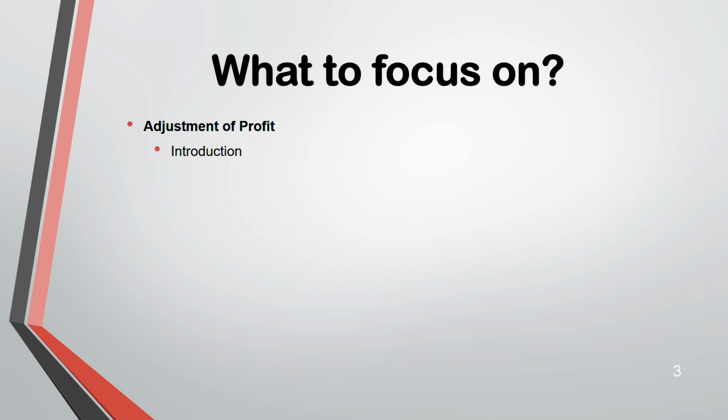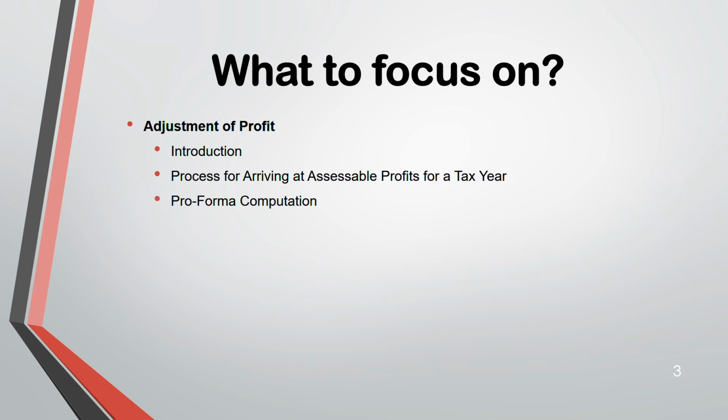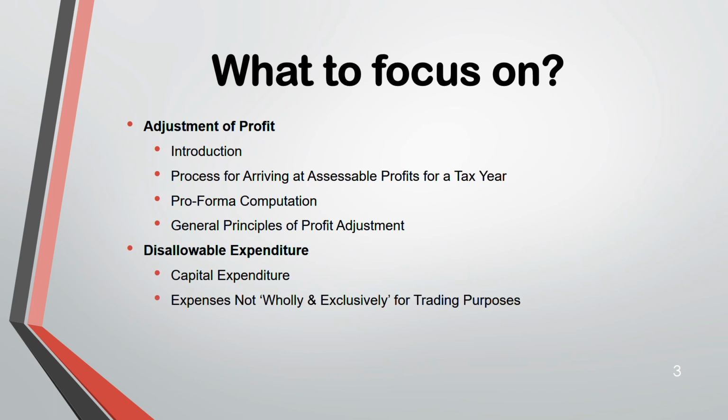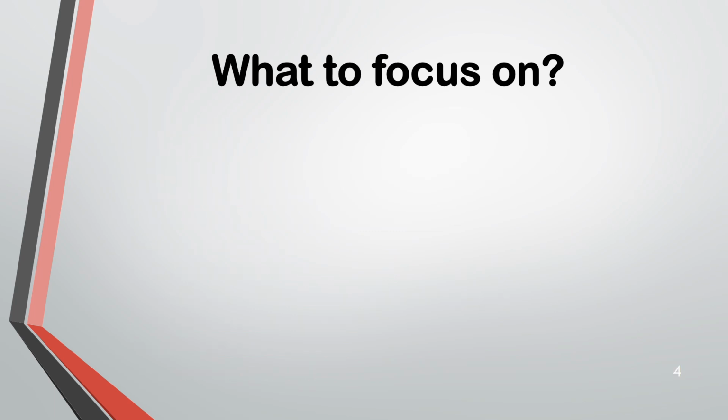So adjustment of profit. How do we assess the profit? Then the proforma. What are the general principles of profit adjustment? Disallowable expenditure, capital expenditure, expenses not wholly and exclusively for the trading purpose, you can't deduct from your profit. And appropriations by proprietor. Pre-trading, that means the expenditure before you start trading. Then the conclusion. How much of the syllabus we have covered? Summarize the entire lecture and what technical articles you must read.